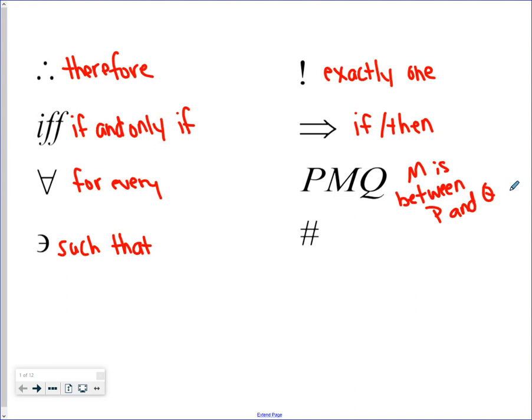And before hashtags in a math class, what did this symbol mean? Number, very good, okay?